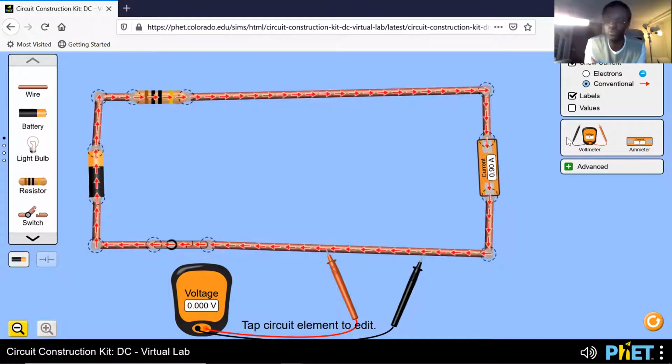Or we can also select the values. We are told what the voltage is and everything else.